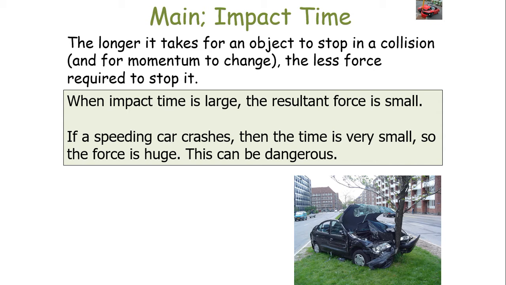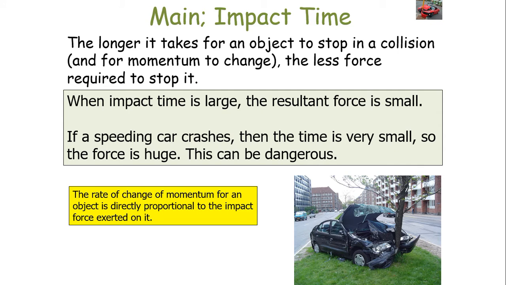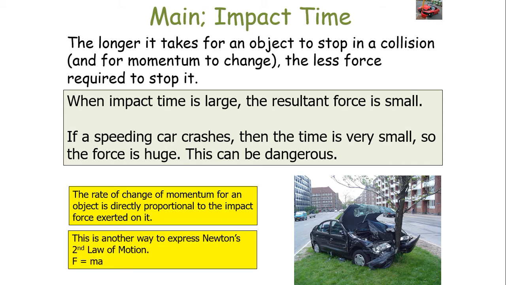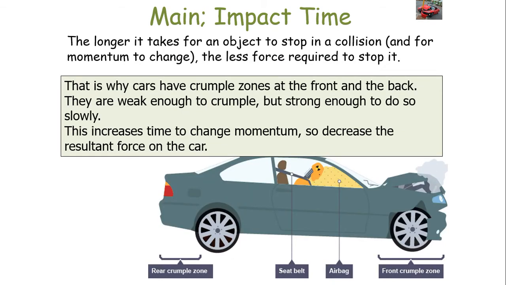If a speeding car crashes, then the time it takes to change its momentum is very small, so the resultant force is huge, which is why it can be very dangerous. The rate of change of momentum for an object is directly proportional to the impact force exerted on it, which we've come across before because it's another way to express Newton's second law of motion, F equals ma. Let's think about this in a bit more detail. The longer it takes for an object to stop in a collision and for its momentum to change, the less force is required to stop it.